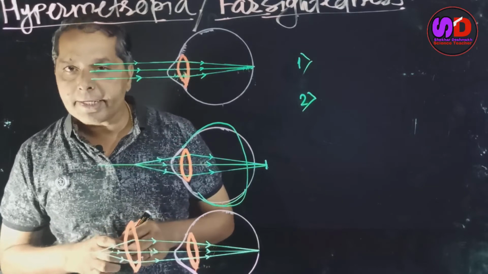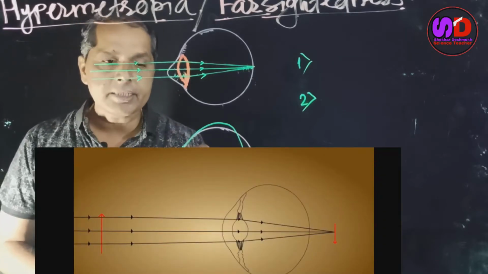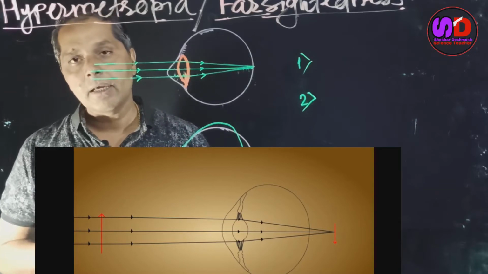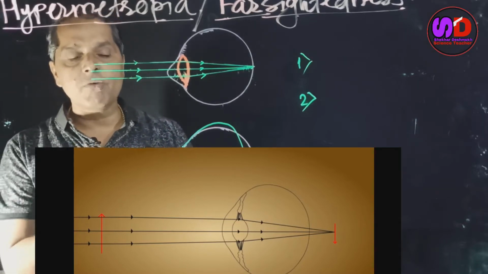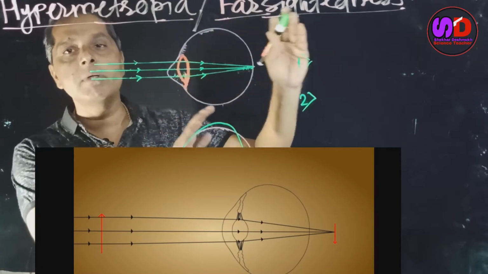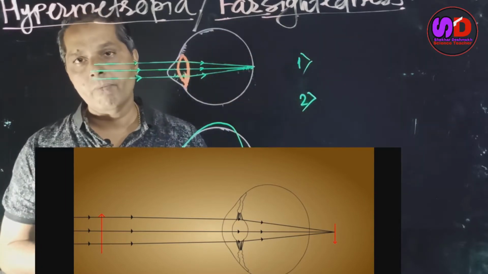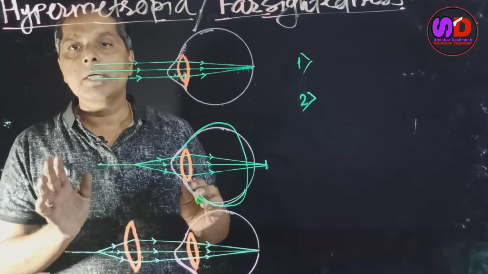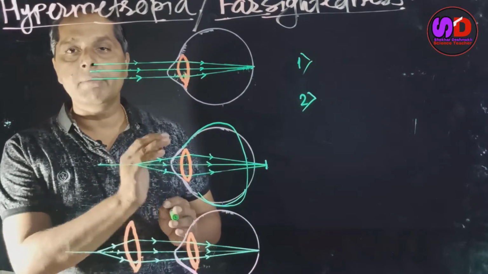So due to the flattening of the eyeball, what happened? The distance between the lens and the retina decreases, and due to that the image of a nearby object is formed behind the retina, and due to that the person is unable to see nearby objects.